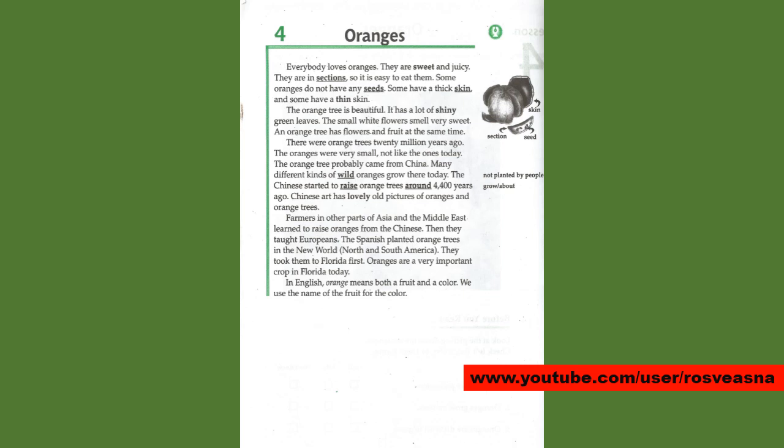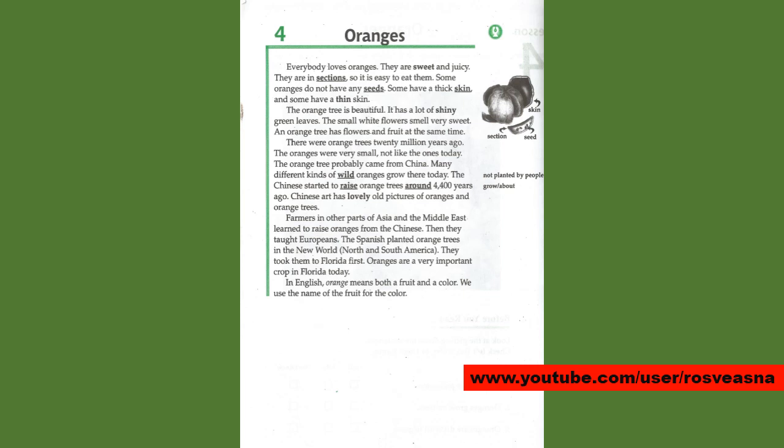The orange tree is beautiful. It has a lot of shiny green leaves. The small white flowers smell very sweet. An orange tree has flowers and fruit at the same time. There were orange trees 20 million years ago. The oranges were very small, not like the ones today.